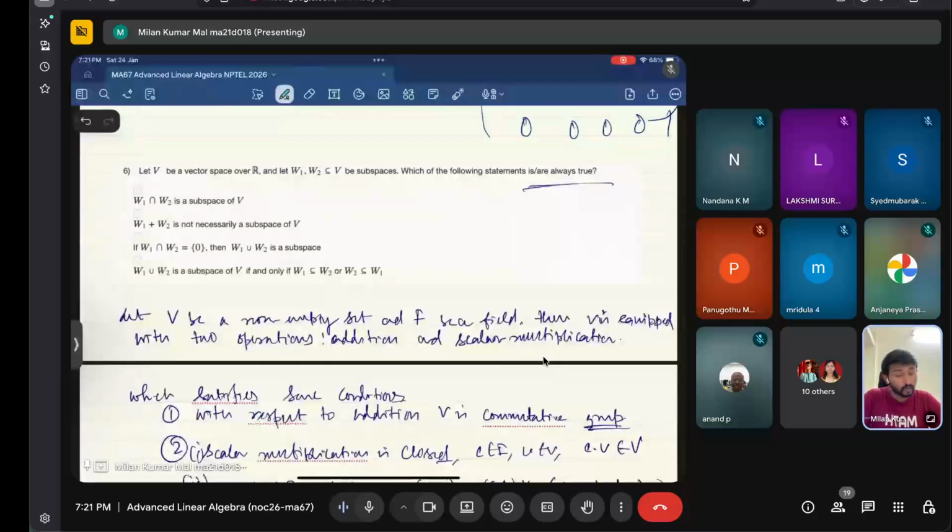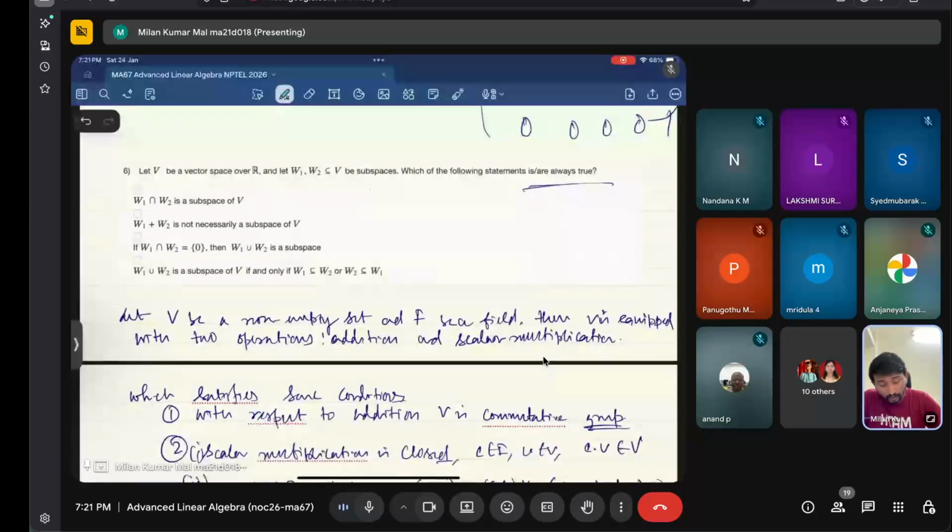Let V be a vector space over R, W1 and W2 subspaces. Which of the following statements is or are always true? First of all, is W1 intersection W2 a subspace or not? So let's check. Let's take W1 intersection W2 as a set. We have to check whether it is a subspace or not.